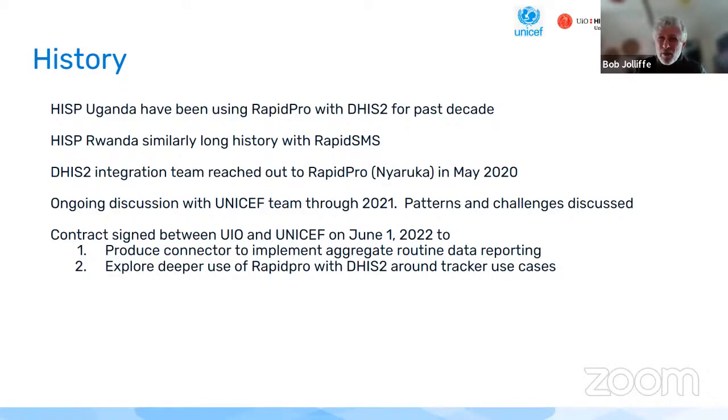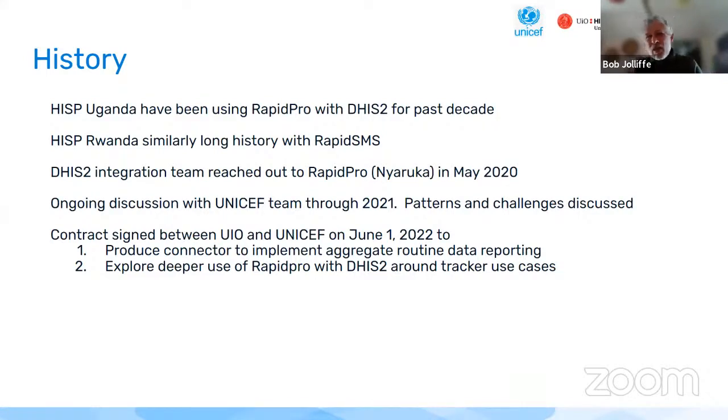The DHIS2 integration team actually reached out to RapidPro through Nyaruka back in May of 2020. It was a year before we started talking to UNICEF and started some discussions about where we might work together. But things really kicked off during the latter half of 2021, after the summer, where we had a series of meetings with the UNICEF team discussing different patterns of information exchange between two systems, different kinds of challenges, different approaches. And that culminated, I suppose, in a contract being signed between UiO and UNICEF in June of last year.